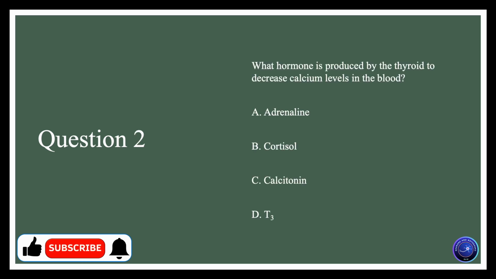Question 2. What hormone is produced by the thyroid to decrease calcium levels in the blood? I'll give you 5 seconds to answer. If you said C, calcitonin, you are correct. So again, when the blood has too much calcium, the thyroid will release calcitonin to stimulate calcium increase in the bones. When that happens, the bones essentially take in more calcium and decrease the levels found in the blood.